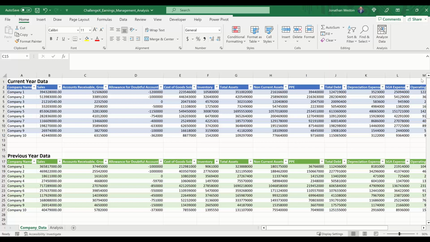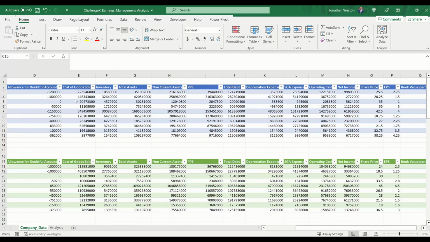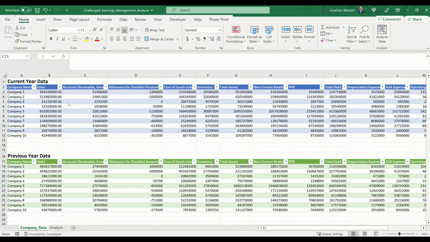During this video, I will go over each of the earnings management tests you were asked to calculate in the challenge. These tests include valuation multiples, inventory growth and turnover, sales growth, collections periods, allowance for doubtful accounts, accruals, and the Beneish model. So starting with the first tab, company data, we have the information for the current year and previous year for each of the 10 companies. And this is all we will need to run our tests.